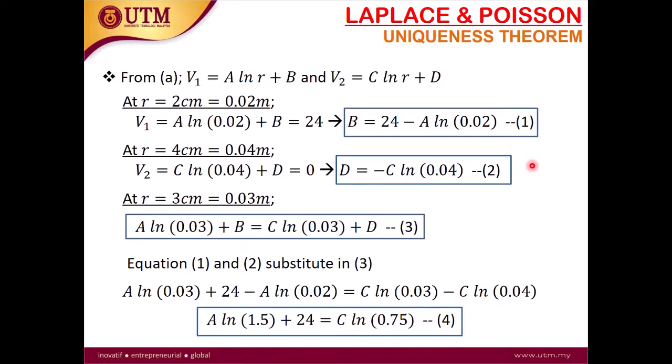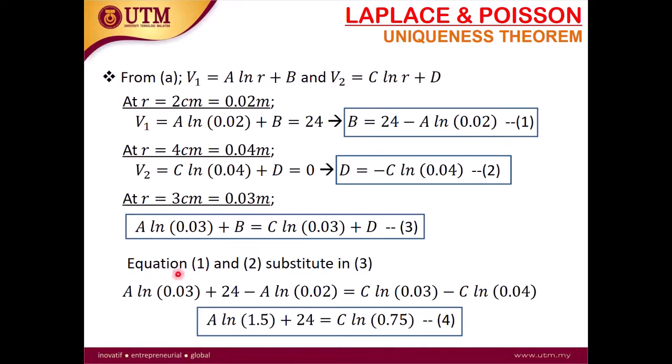This is the second equation. Next, at R equal to 3 cm or 0.03 meter, we have V1 equal to V2. V1 is in region 1, V2 in region 2. At this boundary, A ln 0.03 plus B, this is from equation 1, is equal to C ln 0.03 plus D. This is from equation 2. So we use the same R.